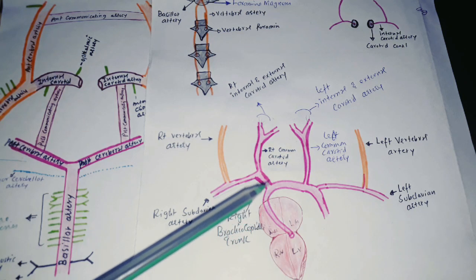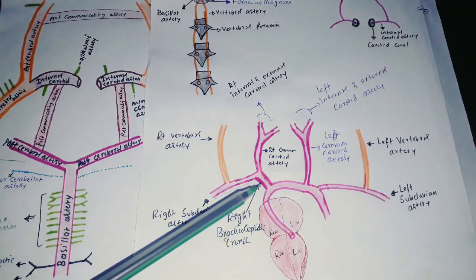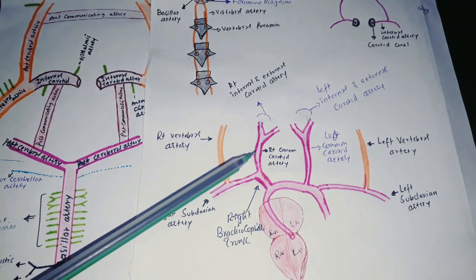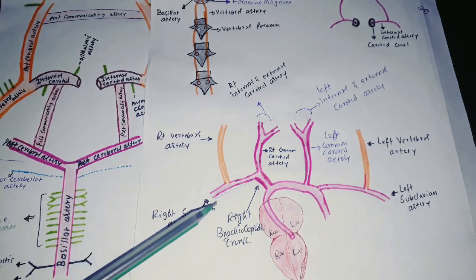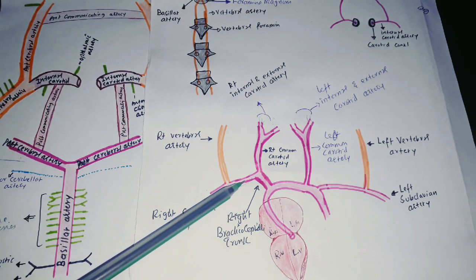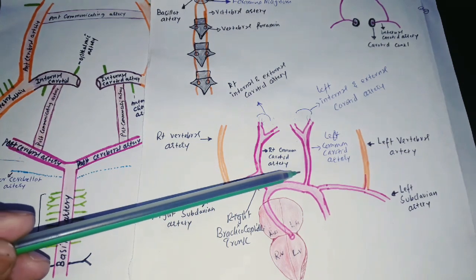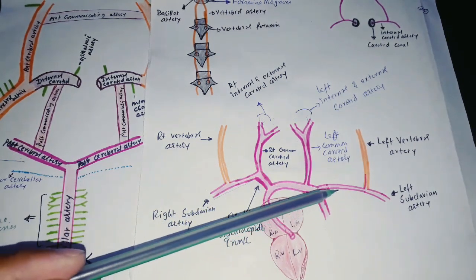You see this is aorta and this is aortic arch. On the right side, aorta will give us what is called the right brachiocephalic trunk. The right brachiocephalic trunk will give two branches, right common carotid artery and right subclavian artery. From the left side, they are directly coming out. So this is left common carotid artery and this is left subclavian artery.